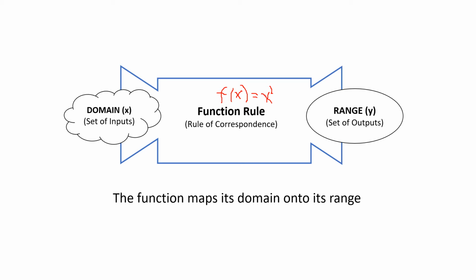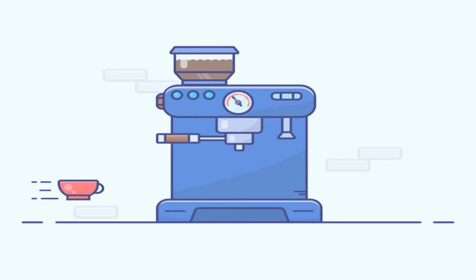And then we have the range, or the y values, that is the set of outputs. Your outputs are the final product after the inputs are processed inside our function rule. So now we have our outputs. This is how the function maps its domain onto its range. For example, this coffee machine: after putting all the ingredients inside this container, the output now is our finished coffee.